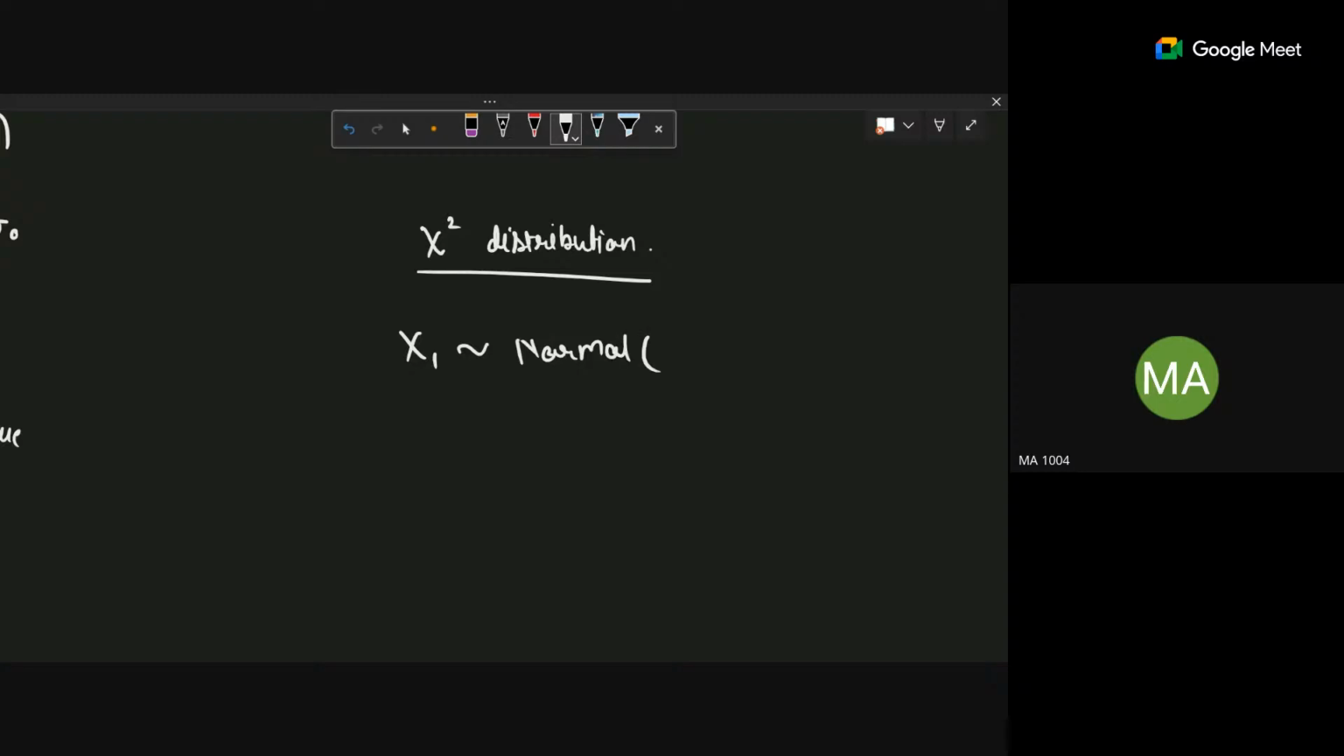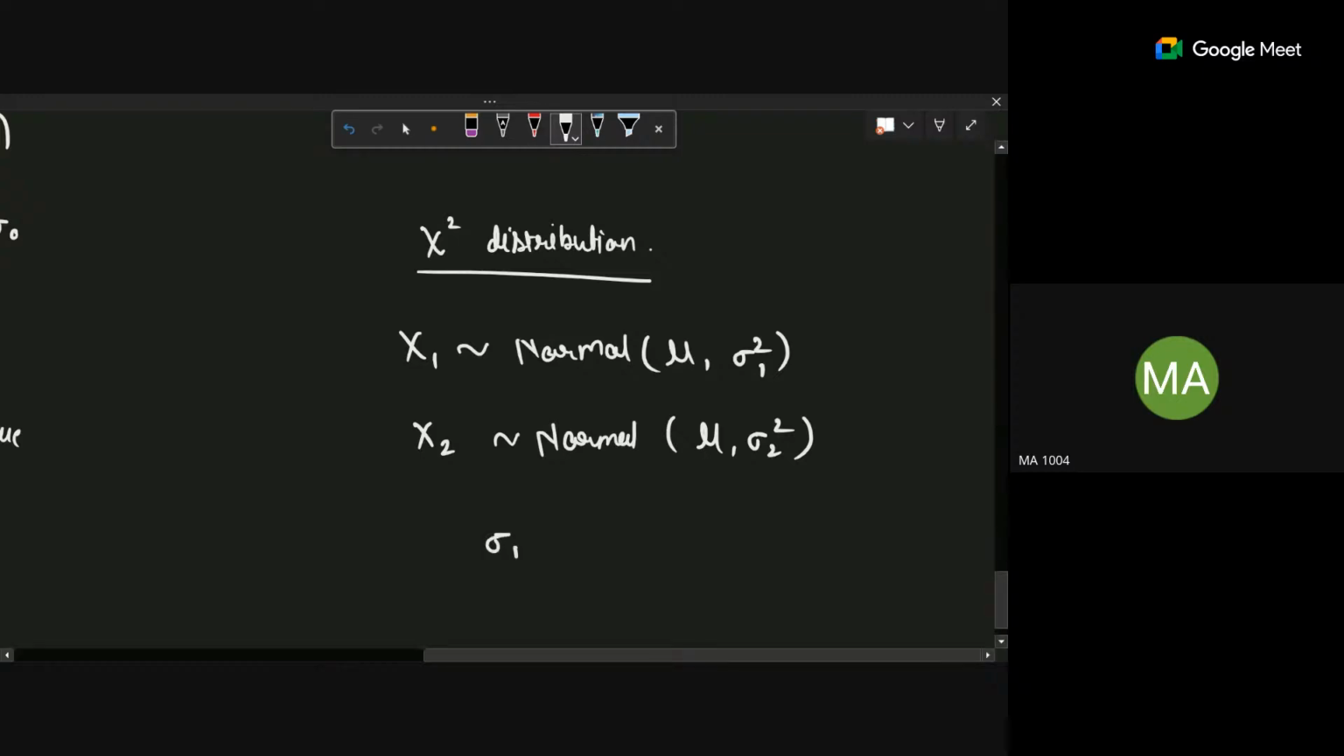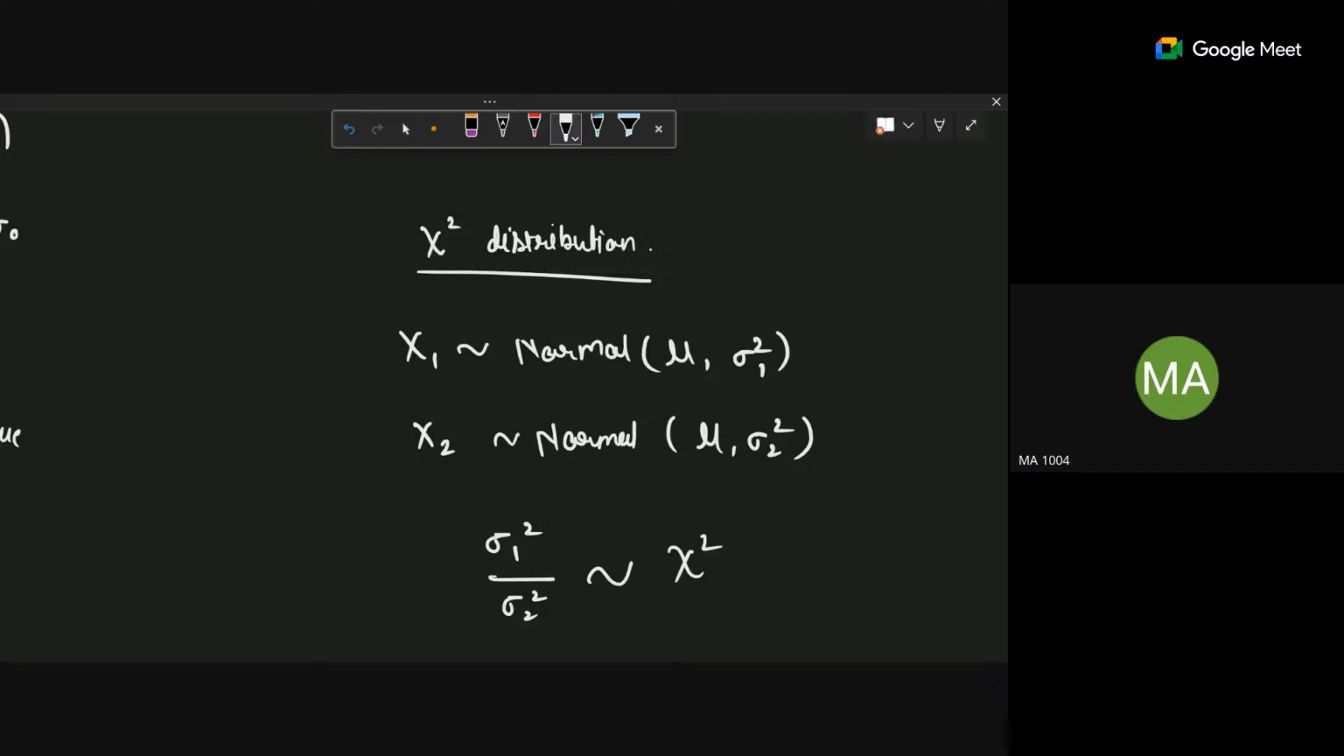Yeah, this is a normal distribution with mean and some variance sigma 1 square, let's say. And x2 is also following a normal distribution with mean nu and variance sigma 2 square. Whenever we have the ratio of variances of normally distributed random variables, they will follow a chi distribution with certain degrees of freedom, n minus 1.